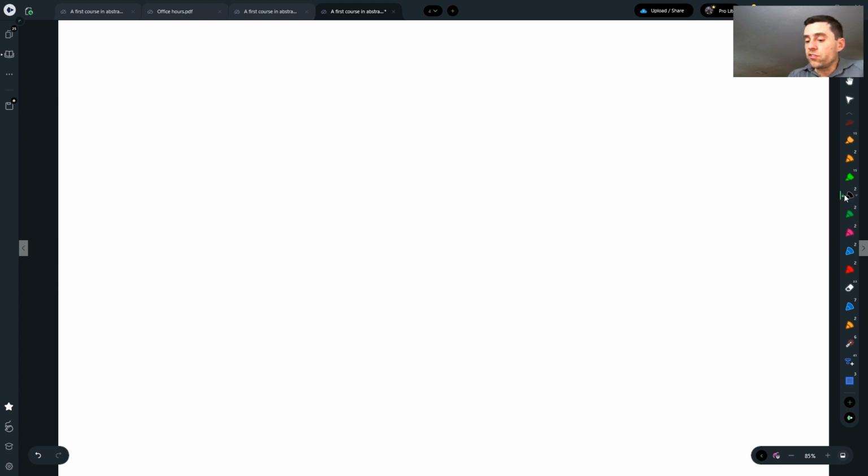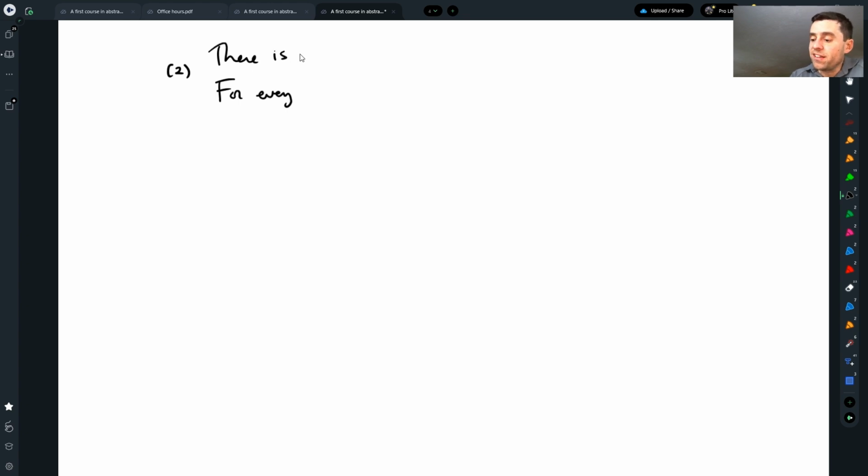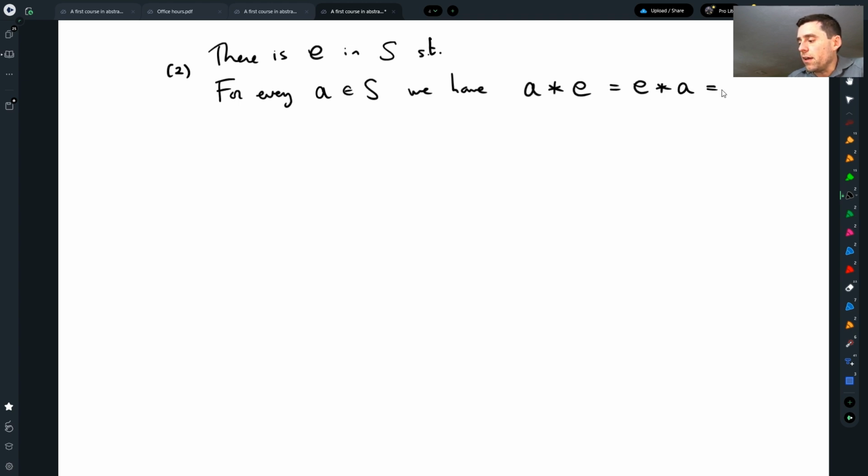So now let's try the second axiom. I need an identity element. So I need that there is some element E in S, such that for every A in S, we have A star E is the same as E star A is A. So what could be that number?